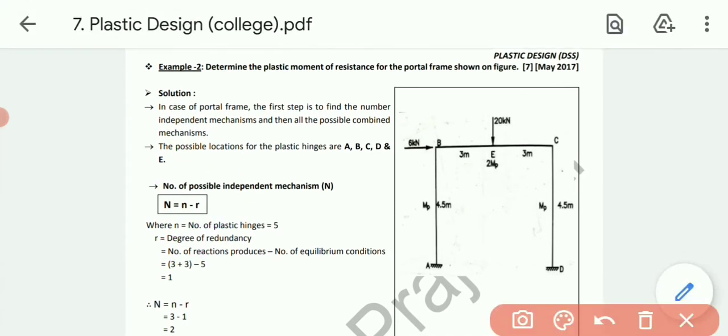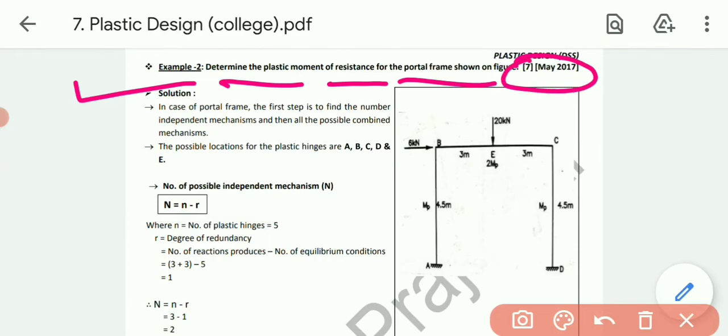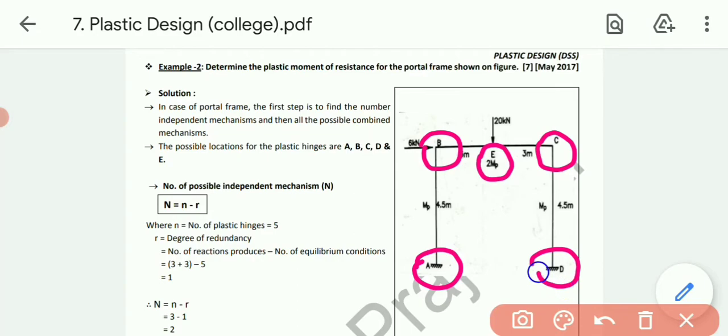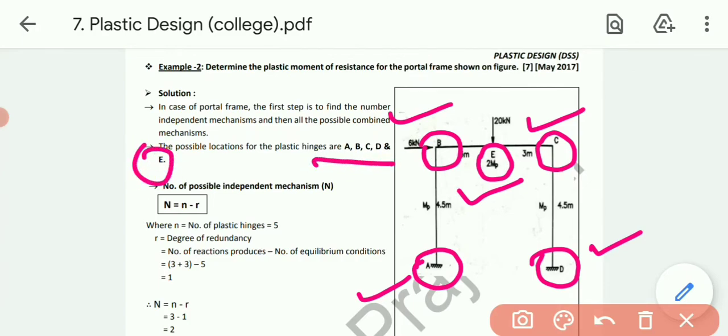Example number 2: determine the plastic moment of resistance of the portal frame shown in the figure. 7 marks, May 2017. Now first of all, again the same thing, plastic hinge formation. As A is a fixed support, so at A, B and C intermediate supports, E the location of the point load, and D again a fixed support, hinges will be produced. So the possible locations of the plastic hinges are A, B, C, D and E.